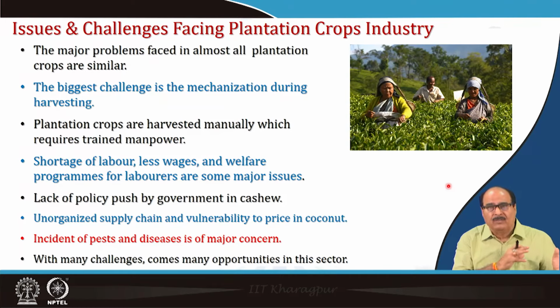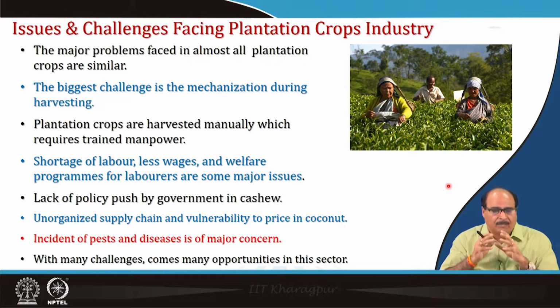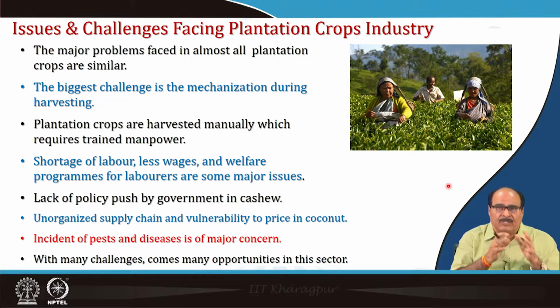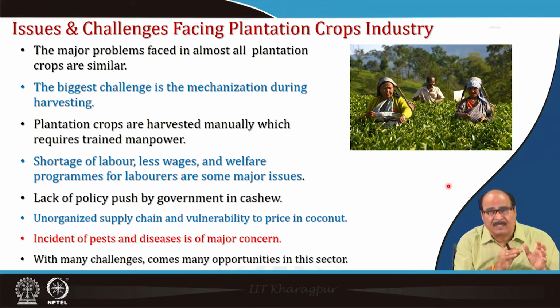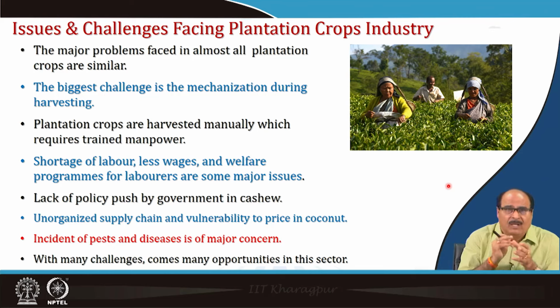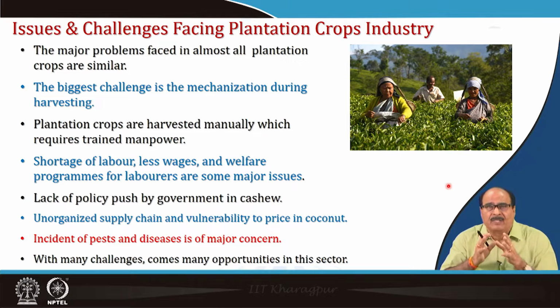Okay. So, these were some of the key statistics and health and nutritional values of the major plantation crops that are produced in the country. Now, let us talk about issues and challenges facing the plantation crop industry. The major problems faced in almost all plantation crop sectors are similar, whether it is the tea industry or coconut or cashew or apple, and one of the biggest challenges is mechanization during harvesting.